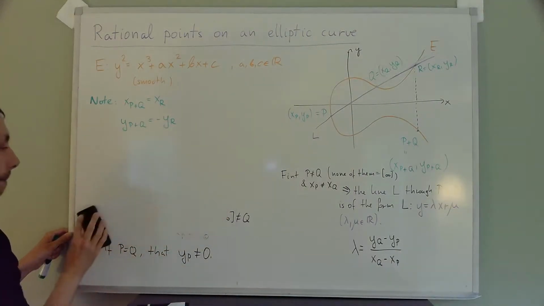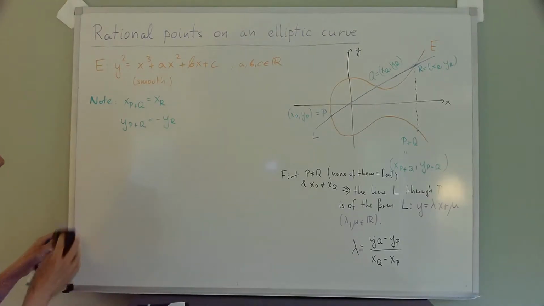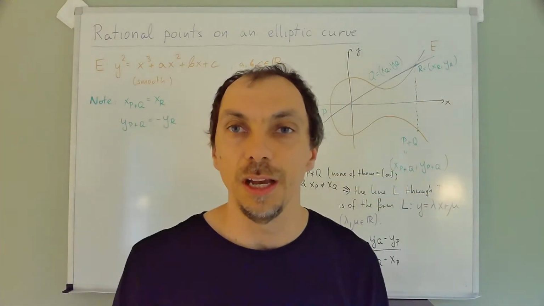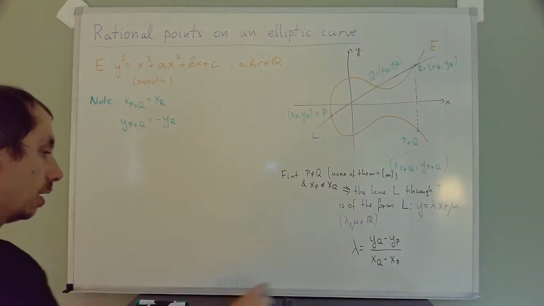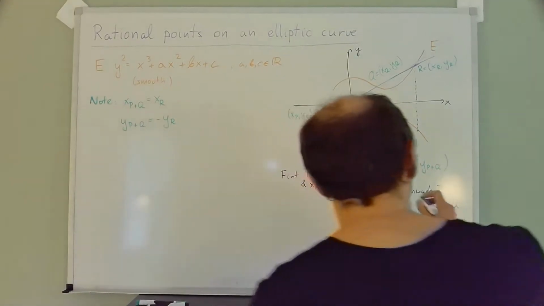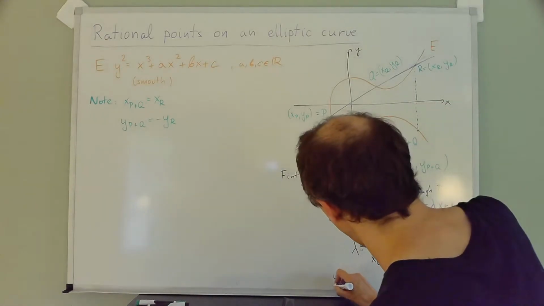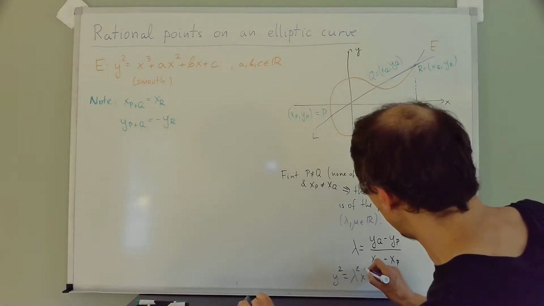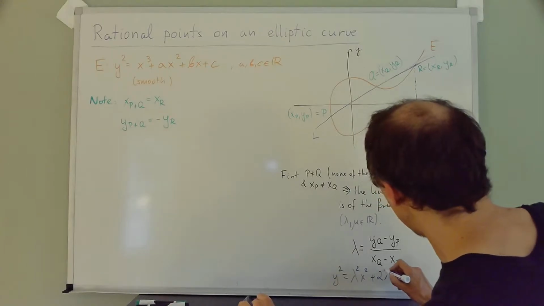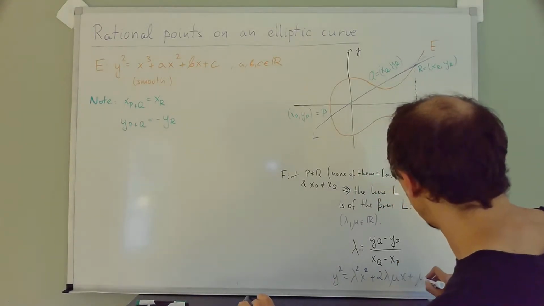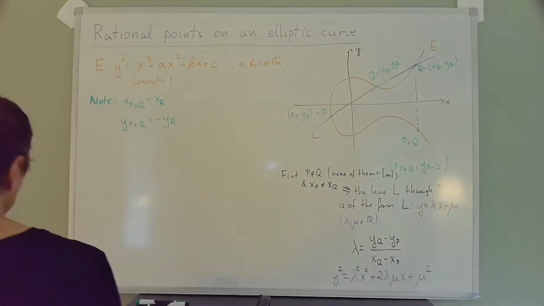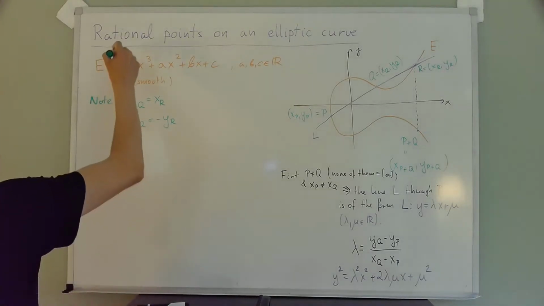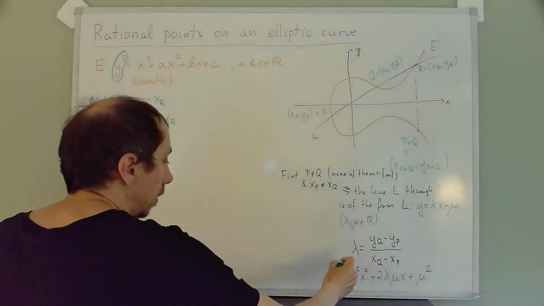So let's do that. How do we do this? Well, how do you, again, find points of intersection between a line and a curve? You just equate them. Just like we did before, we take this and we square the y. So we have that y squared is equal to lambda squared x squared plus 2 lambda mu x plus mu squared. Okay, and now we set these two equal to each other.